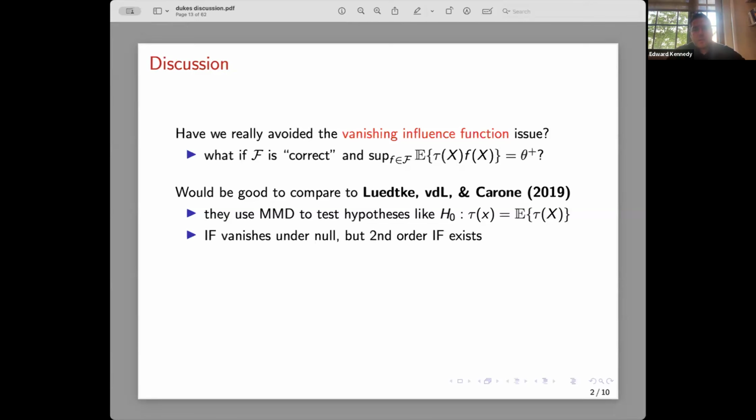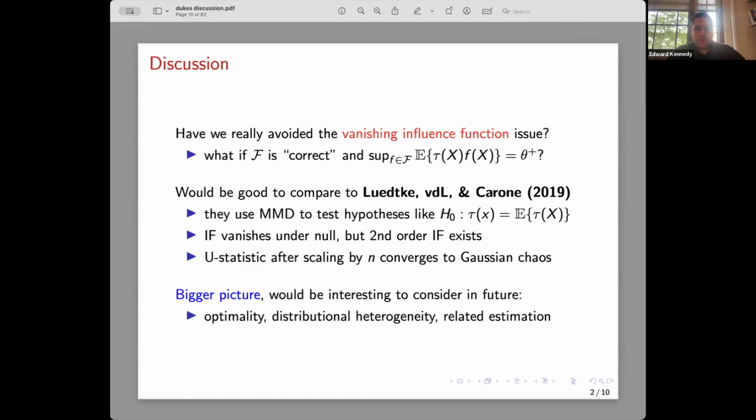And so they actually figure out there's some U statistic estimator, and they could show that this thing converges to some distribution after scaling by n instead of root n. So they're somehow exploiting these faster rates that you can get. But yeah, I think this would be interesting to compare to and see how the approaches differ.